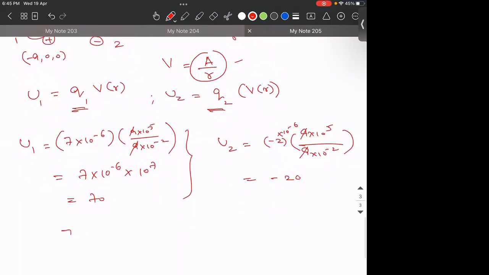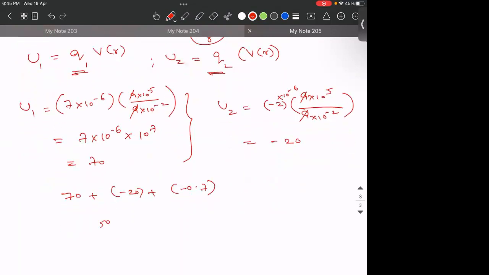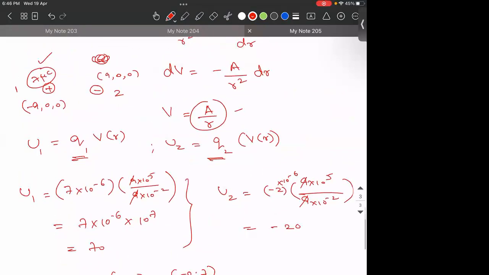So what is going to be the total energy? 70 plus minus 20 plus minus 0.7. So 70 minus 20 is 50 minus 0.7. It is going to be 49.3 here. 49.3. Clear with this? So the part that is not given in the textbook is the integration issue. You do not understand why you actually got the A by R.